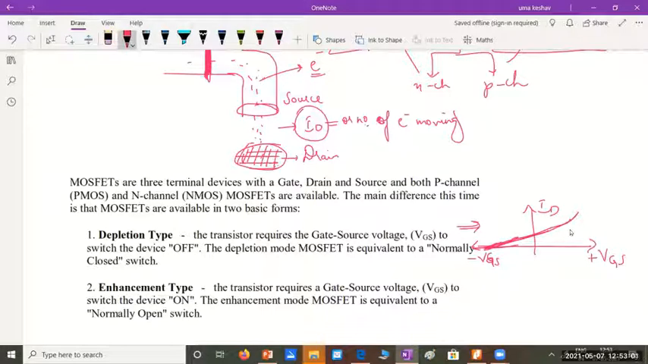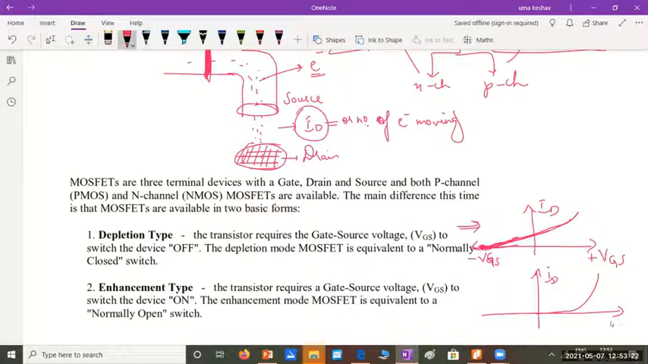Clear? Whereas enhancement MOSFET requires a gate source voltage to turn on the device. Here you see, if I want to switch off the device, I need this value of gate source voltage. Here, the characteristic looks something like this.